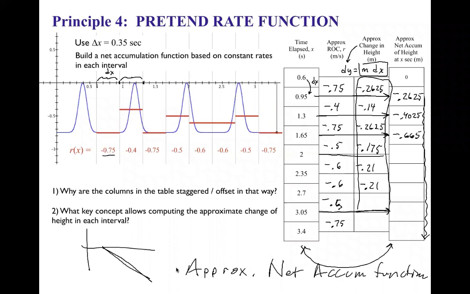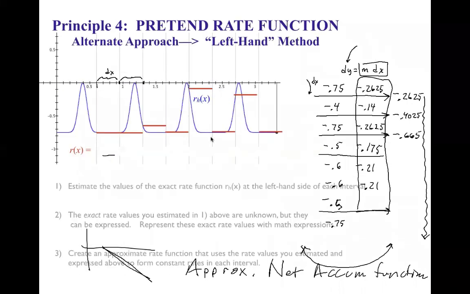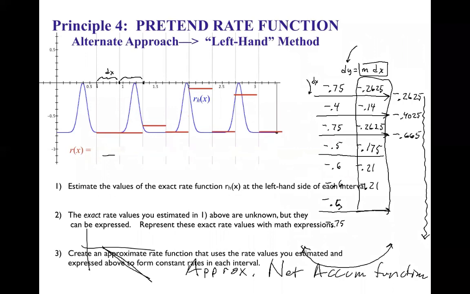Is Principle 5 going to be reviewed in Wednesday's lecture? Yeah, we didn't get to Principle 5. Let's see here. No, we didn't get to Principle 5. We only did number 3 and 4 today. Principle 3 was changing rate of change. Principle 4 was pretend rate function. So that's okay. Perfect. That's all we did. Thank you, Professor Ashbrook. You're welcome.